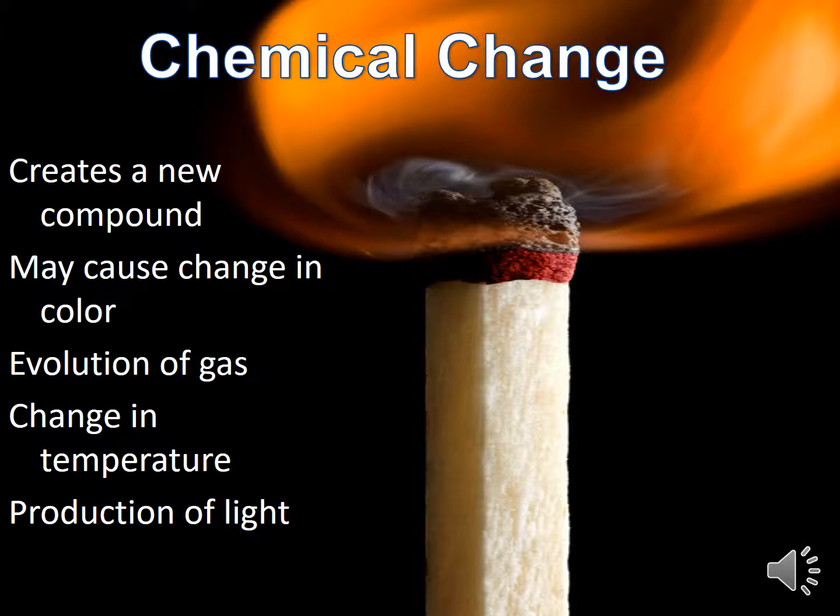If the change in temperature is releasing enough heat, the chemicals that are produced may actually begin to glow. You can have a production of light, as we do in this match. We have production of light as the chemicals get hot enough to glow. Chemical changes are less easy to reverse than physical changes in general.